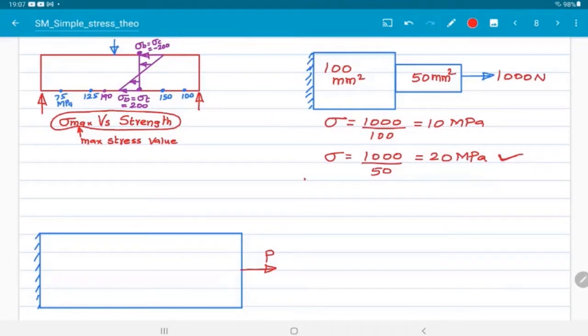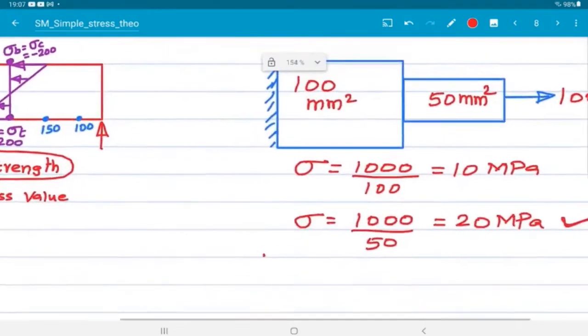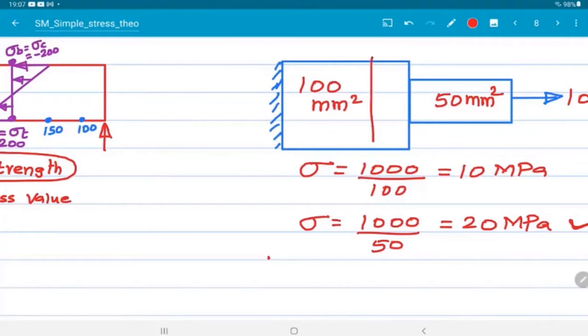According to you, right? But it is wrong. Whenever there is a sudden change in the cross section in the material, stress will be locally raised, amplified. Here the area is suddenly reduced. So in that sudden change in cross section zone, stress will be suddenly amplified, magnified. That concept is called stress concentration. Stress concentration, a very important concept.